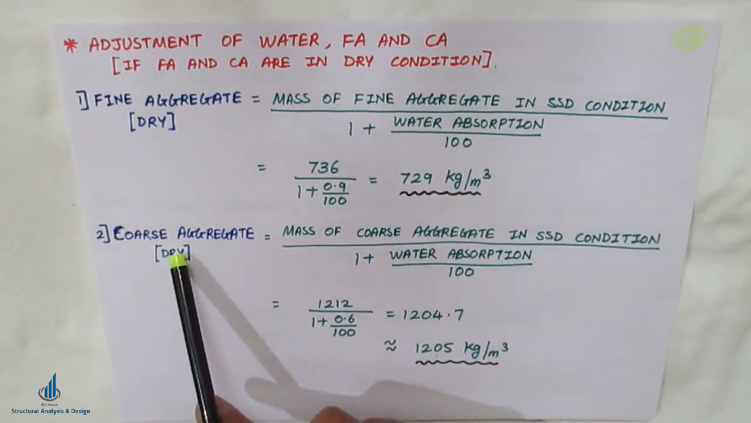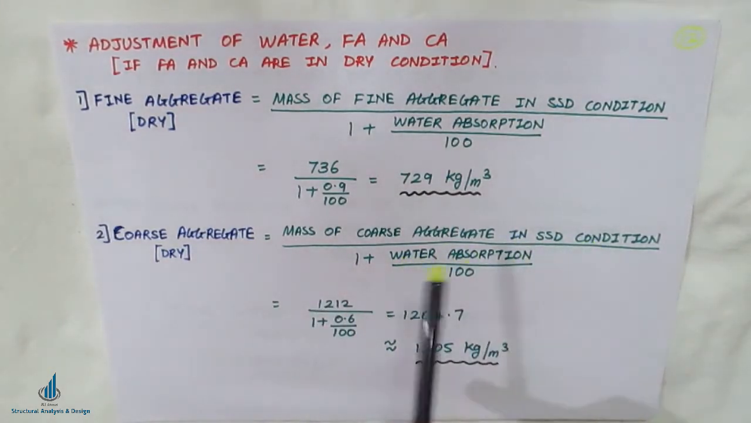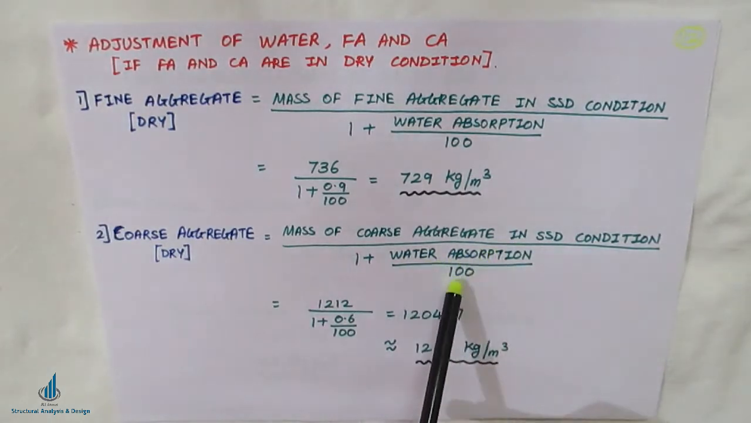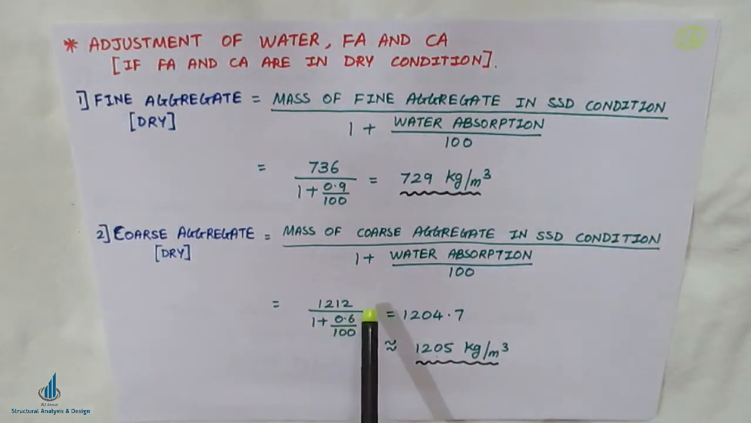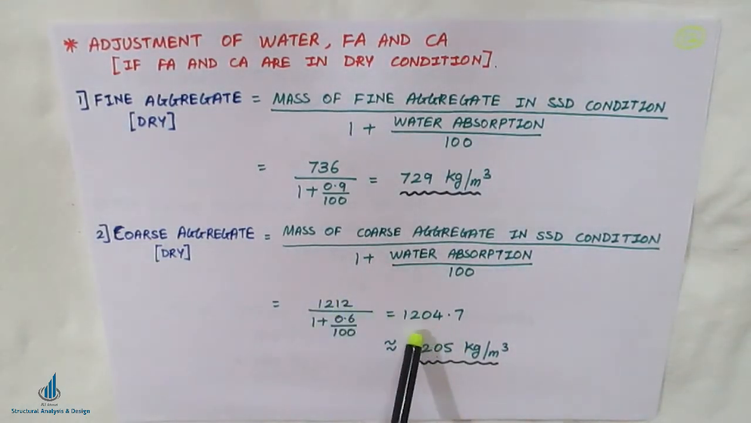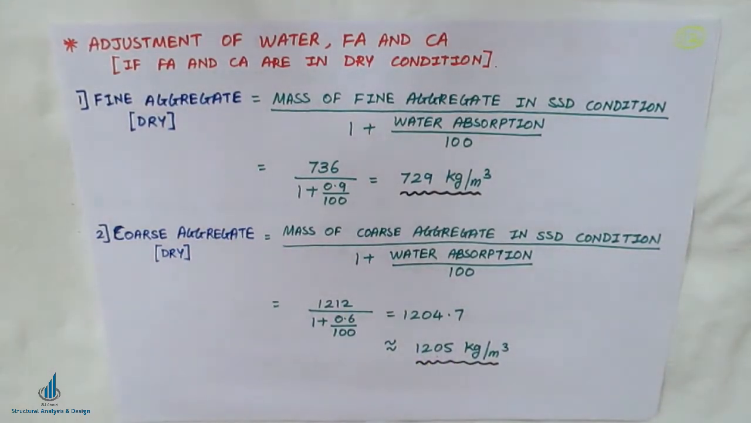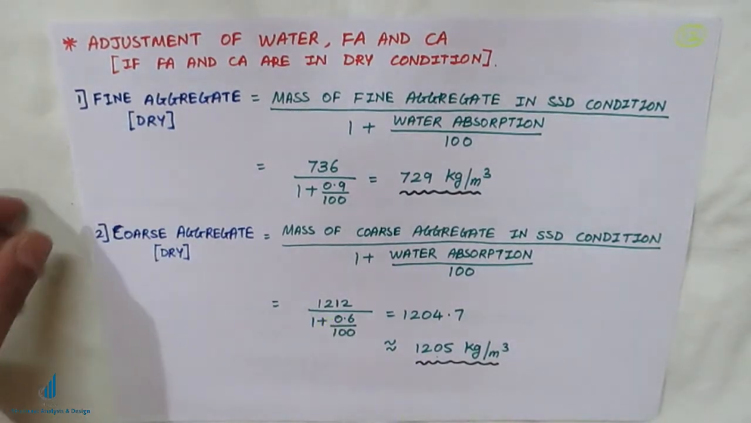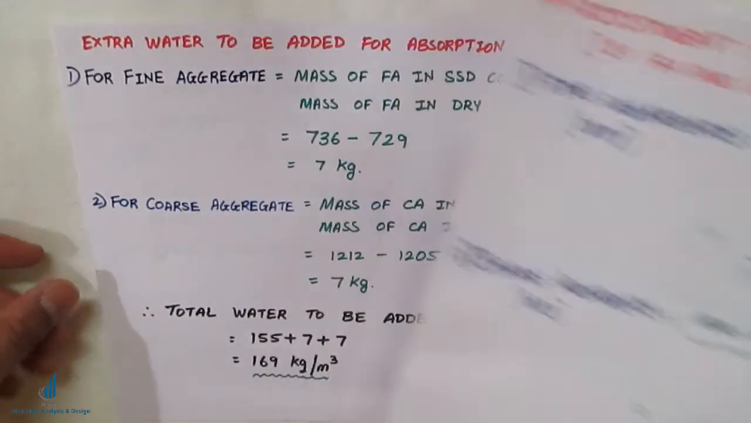If the fine aggregates are dry, you are getting 729 kg per meter cube. Similarly, you have to calculate for coarse aggregates for dry, which is mass of coarse aggregates in SSD condition divided by 1 plus water absorption divided by 100. So mass of coarse aggregates in SSD condition was 1212 kgs and the water absorption was 0.6%. If you calculate this, it will work out as 1204.7, which we have taken approximately as 1205 kg per meter cube. Previous was 1212. So the dry condition is 1205 kg per meter cube.